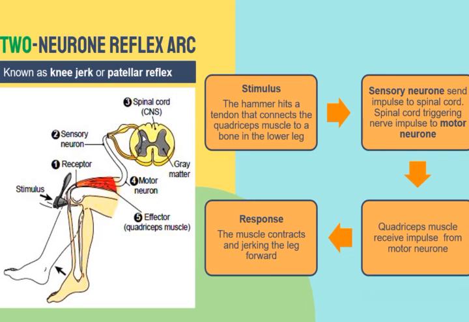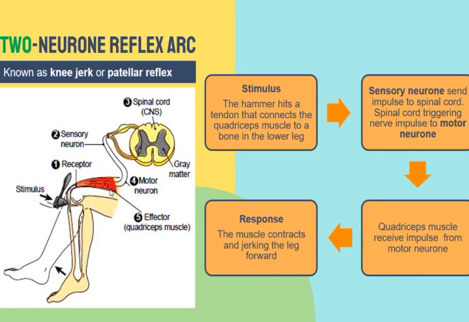And then the spinal cord. Okay, we go to this one. The spinal cord triggers the nerve impulse to the motor neuron, so the impulse is directly transferred to the motor neuron here. Okay, so what happens? The quadricep muscle receives it. So this is referred to as the quadricep.